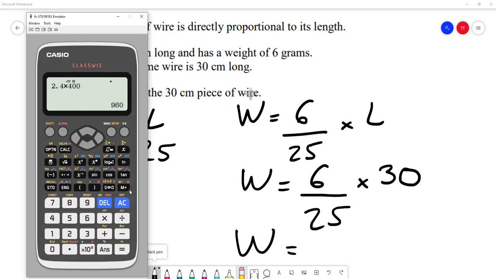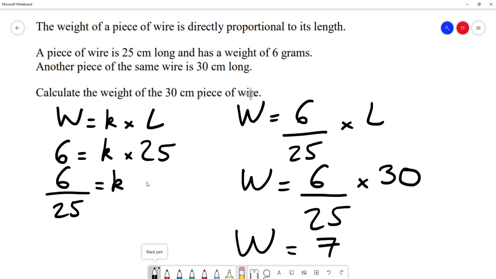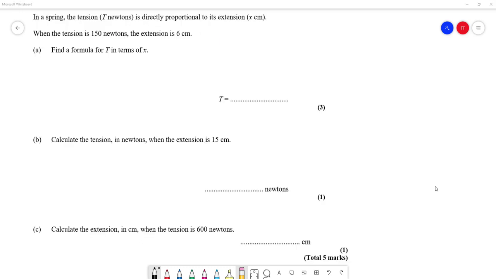We can do this in our calculator. So we can do 6 over 25 times by 30. That gives me 7.2. So 7.2 grams is the answer. Here's another question. If you want to try the question, you can pause the video and I will go through my worked solution. Okay, welcome back.